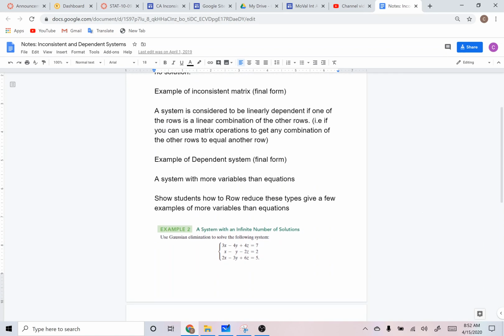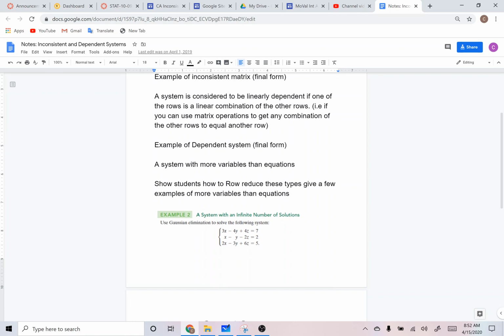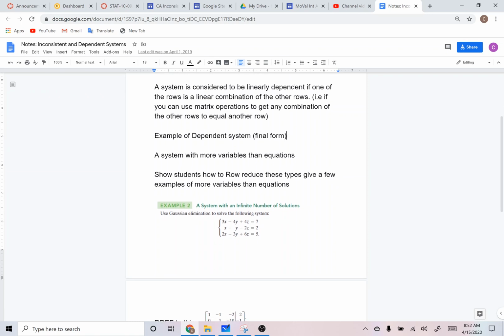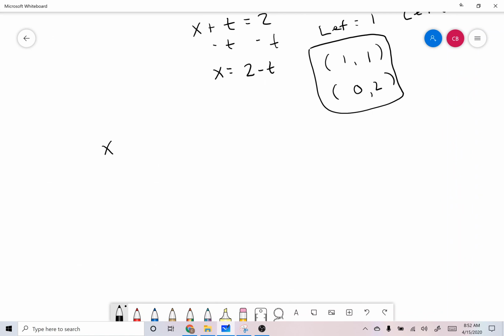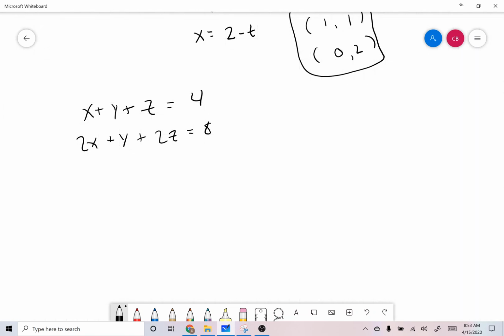Okay, a system with more variables than equations. So for instance, let's say we do x plus z is equal to 4, 2x plus y plus 2z is equal to 8. I don't know the solution to this, but this is 3 variables, 2 equations. These will always be dependent systems.